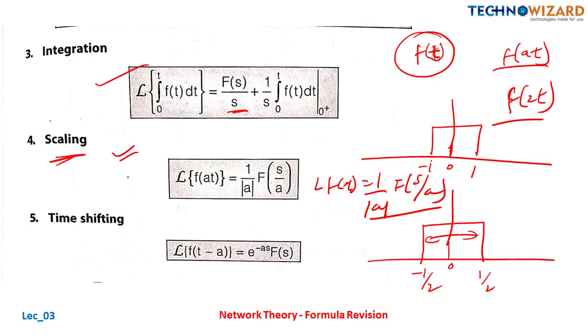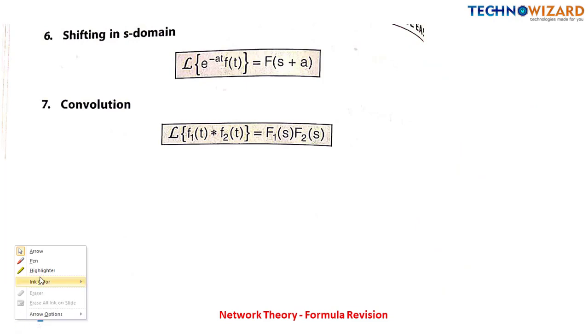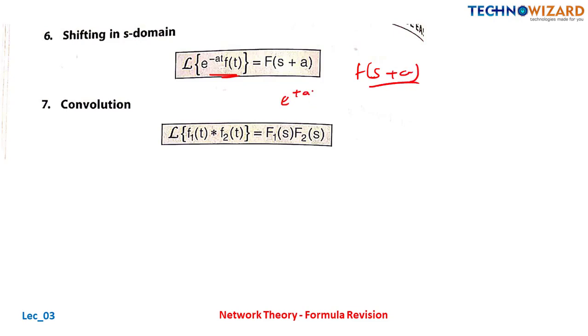Okay, now this part is from signal and system. Okay, those students who want to study the formulas for signal and system for Laplace domain, they can study. And if it is given f of t minus a, then it will be equal to e to the power minus as f of s. Okay, this is how you can write it in Laplace domain. Now shifting in S domain, if it is given e to the power minus at f of t, then it can be written as f of s plus a. If it is given e to the power plus at f of t, then it is written as f of s minus a, like this. Okay, now it is a convolution part.